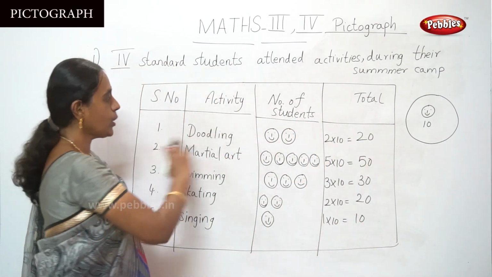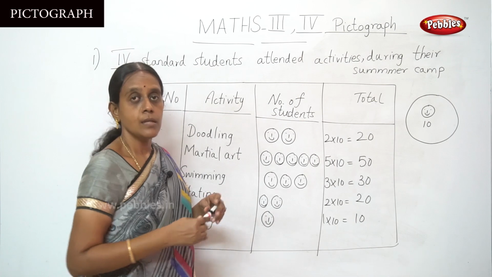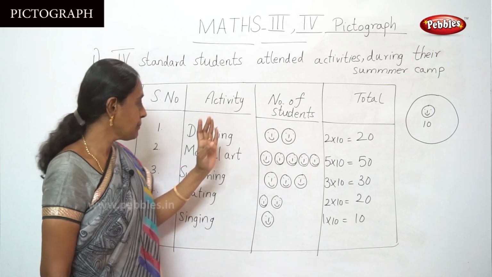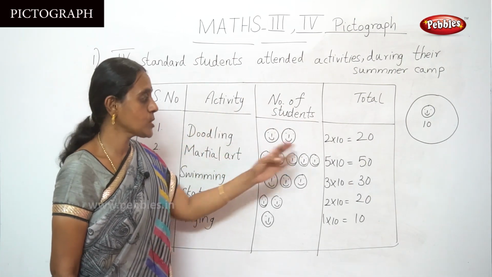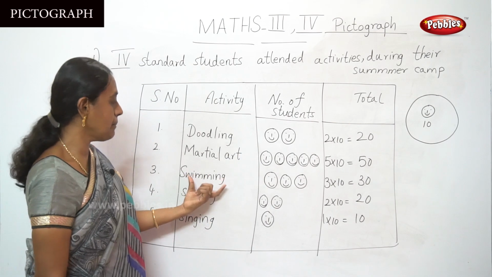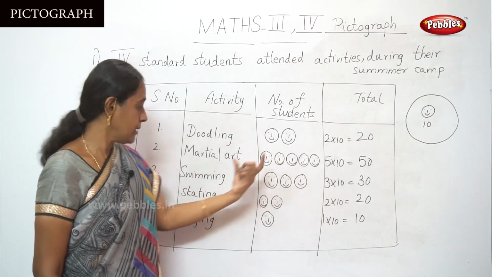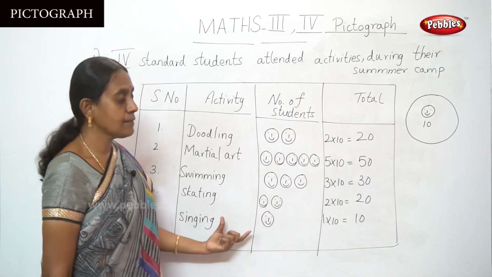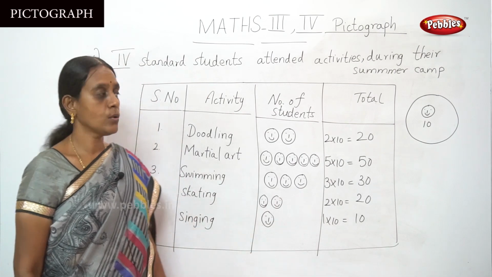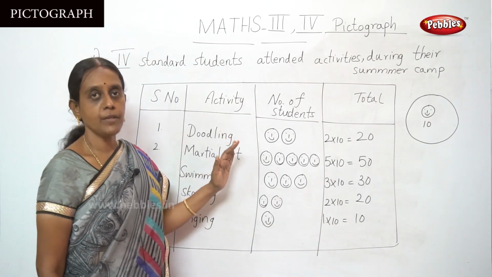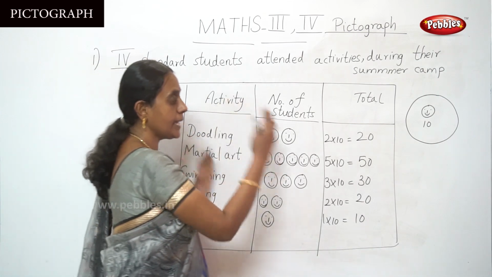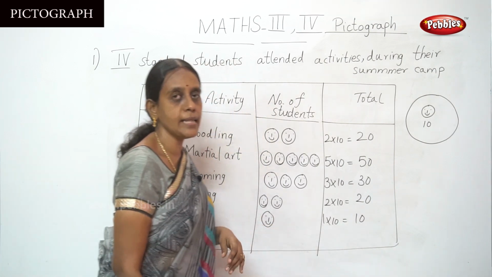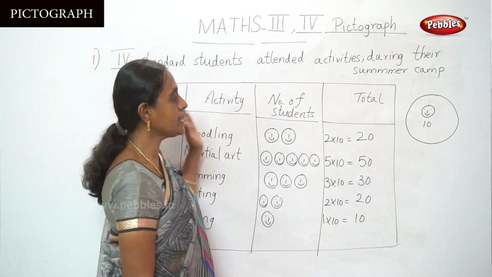So the doodling art was taken by 20 students, martial art was taken by 50 students, swimming was taken by 30, skating was taken by 20, and singing was taken by only 10 students. These are the data. We are explaining all the data simply by a diagrammatical representation of this smiley figure. And let me discuss.